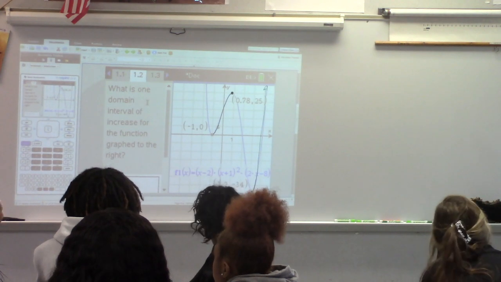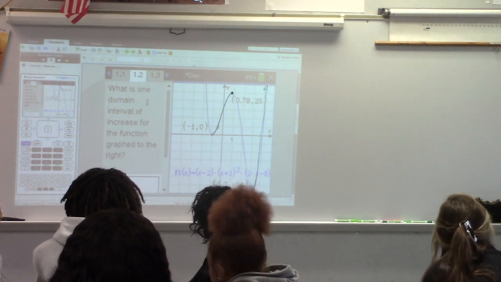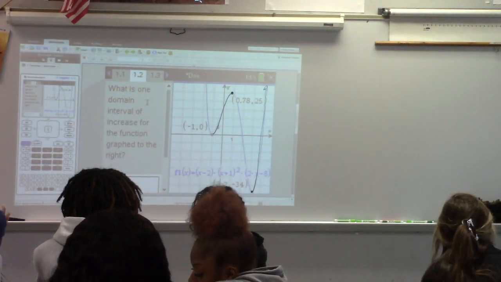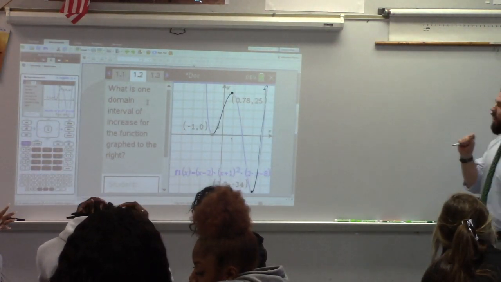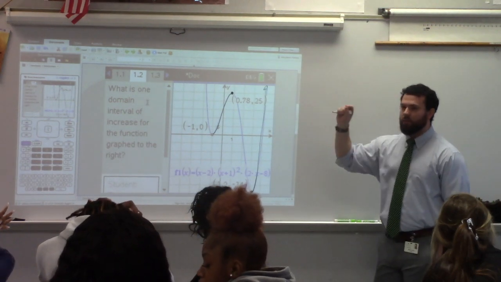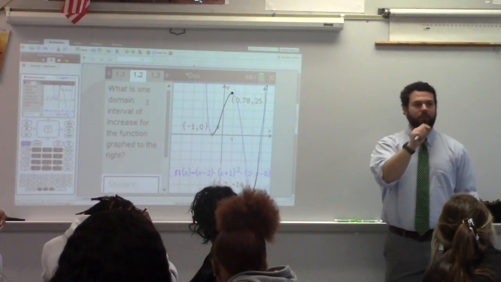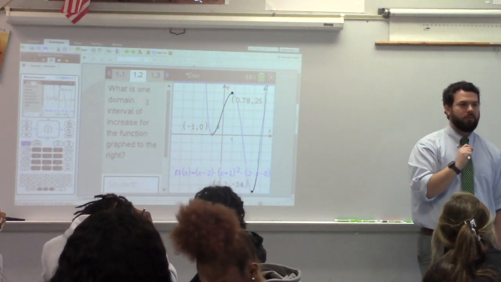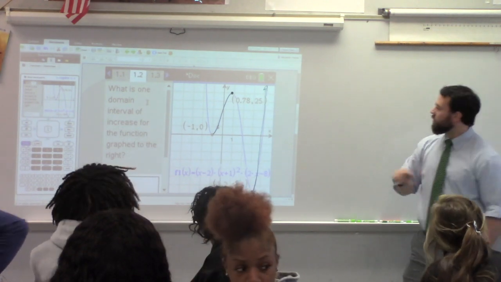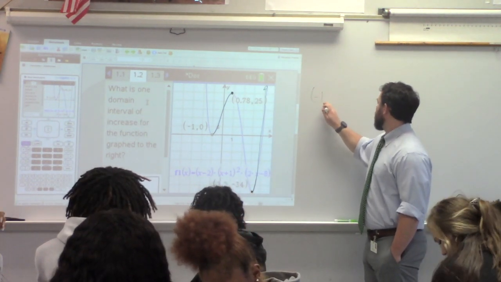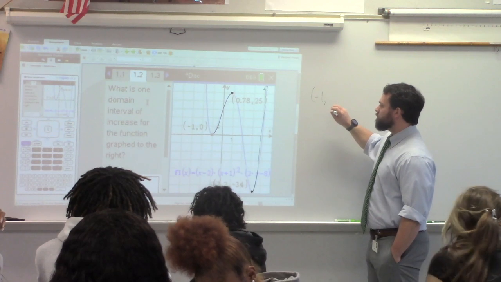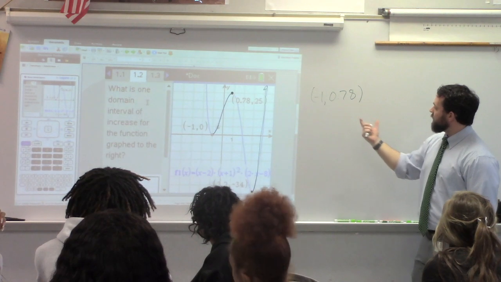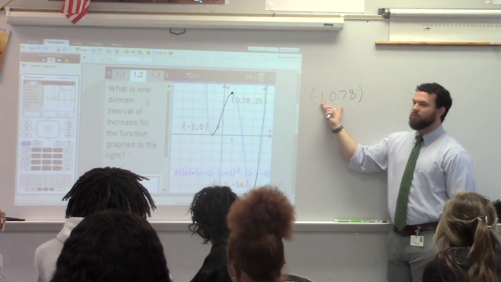What other word did I throw in here? Domain. That is because the word domain is implied when people are talking about intervals of increase and decrease. The reason why I will always throw that word domain in there is, if I'm telling you it's a domain interval, which variables are you going to write about? X. So for those people who wrote negative 1, comma 0.78, is that an interval of x values where the function is increasing?